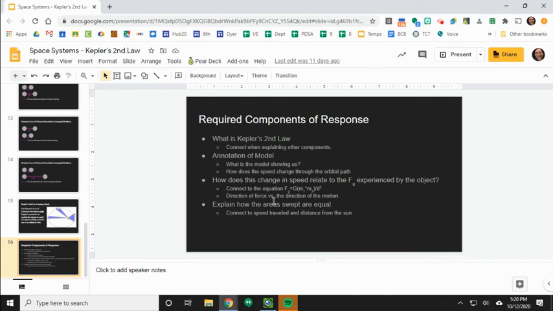The whole idea here is to make sure that you understand Kepler's second law and that you understand how to put the explanation of how Kepler's second law can exist or how it is true. You've got to be able to put that into words.